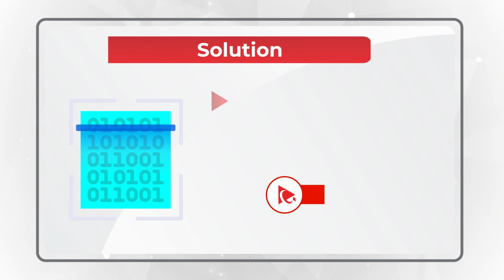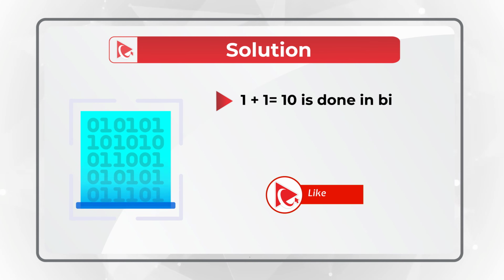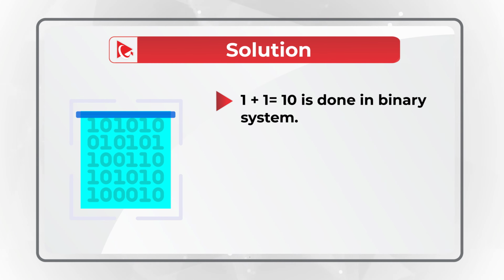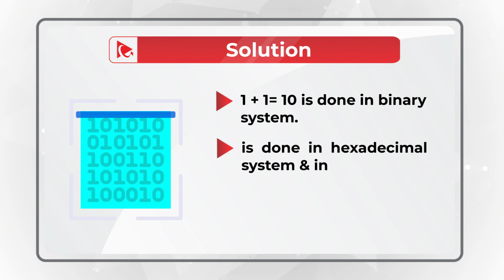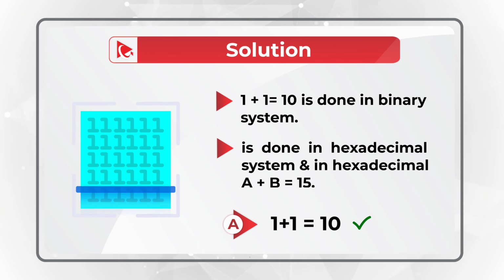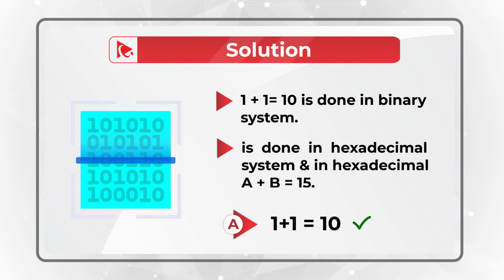As you might have guessed, the trick here is that the first expression is done in a binary system, and in binary system, 1 plus 1 equals 10. Second expression is done in a hexadecimal system, and in hexadecimal system, A plus B equals 15. So the correct answer here is choice A, 1 plus 1 equals 10.